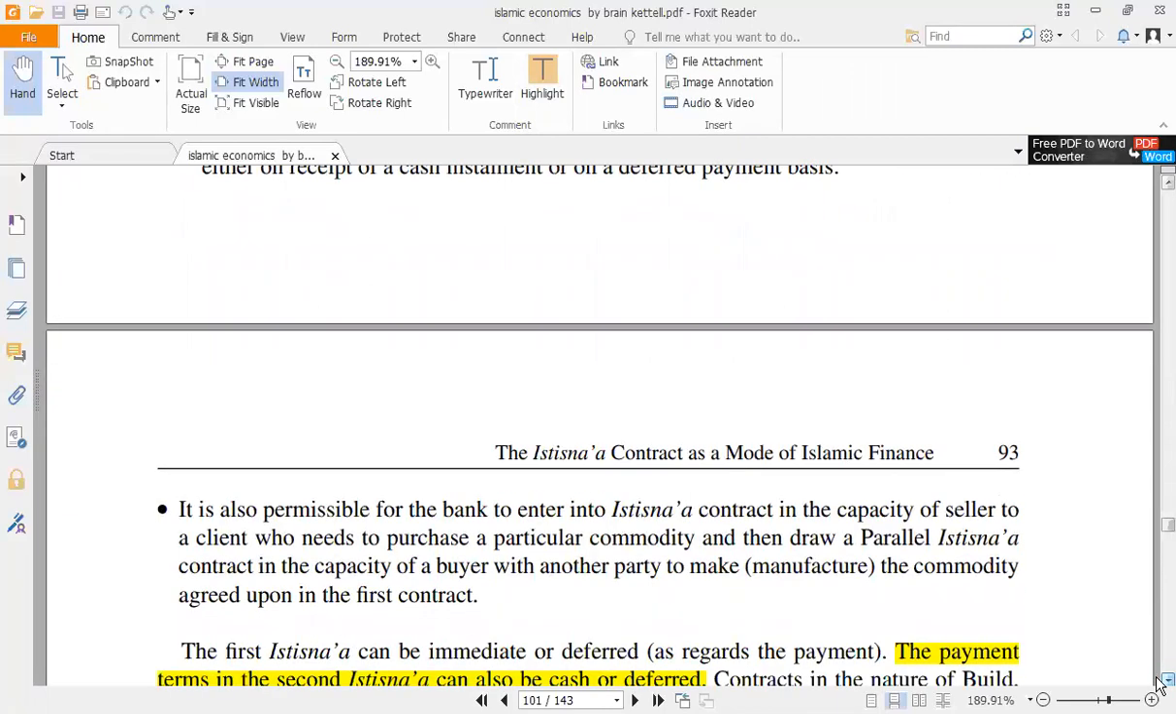The second form of Istasna contract. It is permissible for the bank to enter into Istasna contract in the capacity of seller to a client who needs to purchase a particular commodity. That bank is allowed to enter into Istasna contract in the capacity of a seller.